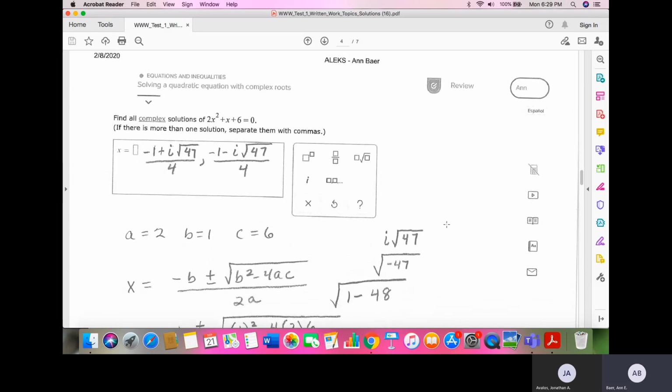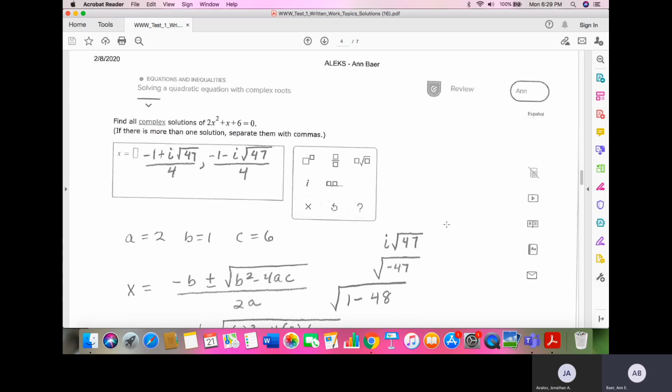So here we have: find all complex solutions of 2x squared plus x plus 6 equals 0. We've got a quadratic equation set equal to 0 because we've got an x squared term. We may or may not have an x term, and we may or may not have a constant term, but we do have those terms, and it's equal to 0. So we can solve this perhaps by the quadratic formula.